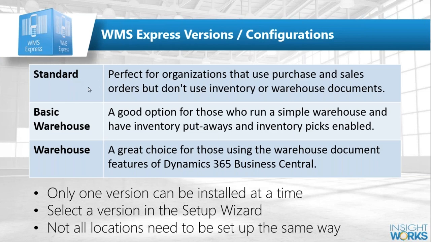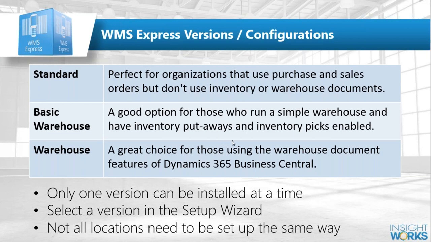So if you in Business Central don't have any of the warehouse documents turned on, like if you're not using a warehouse pick or an inventory pick or any of those sorts of things, you would just use a standard. And then I'm going to be able to ship against sales orders and receive against purchase orders and things like that. If you're using inventory putaways or inventory picks, like you've got those already set up in Business Central, then you'd use the basic warehouse. And if you have warehouse picks and warehouse receipts and all of those sorts of things turned on, then you'd select the warehouse option. Now, one of the limitations is you can only have one version installed at a time.